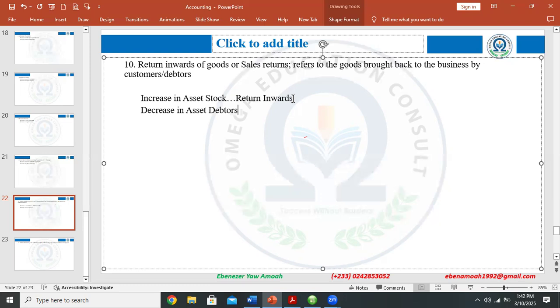So just to explain the point, we sold goods to the person for 3,000 Ghana cedis, right? So the person owed us 3,000 Ghana cedis. Now this debtor returns 1,000 Ghana cedis worth of goods back to us. So we are going to get our stock back. So there's an increase in asset stock. But then the person will not owe us 3,000 because he has returned 1,000 to us. So there will be a decrease in that debtor balance, which is an asset. So that's why we have an increase in asset stock and a decrease in asset debtors.